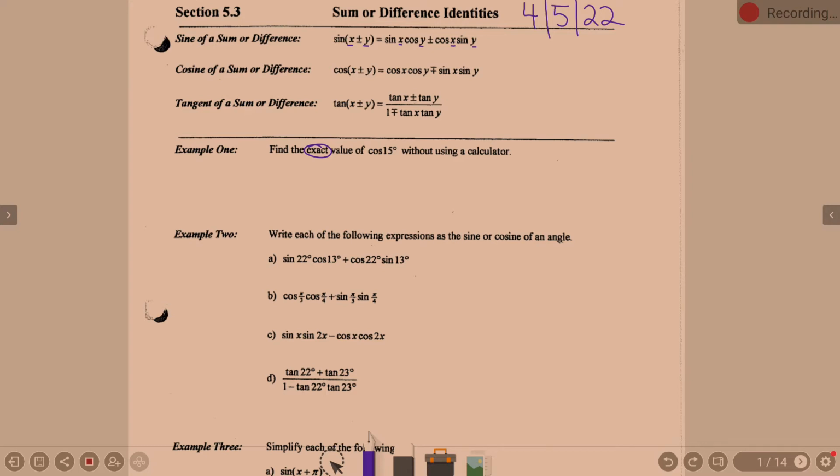And then tangent. Tangent's the one we use the least by far. Sine and cosine will definitely come up as we move on into other lessons. But tangent, we still need to be familiar with. Tangent of x plus or minus y. On top is tangent of x plus or minus tangent of y, so whatever sign is in the original, we use in the answer. On bottom, it's 1, and then minus plus tangent x, tangent y. In that case, the bottom sign will be opposite.